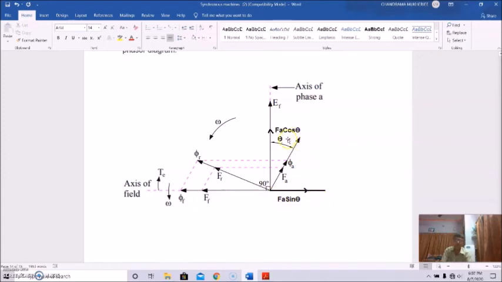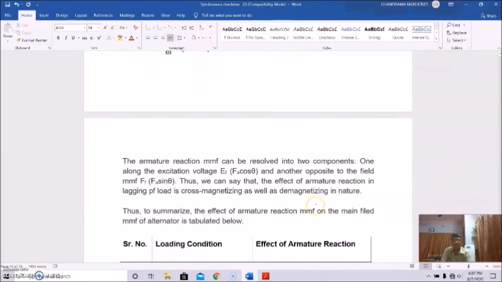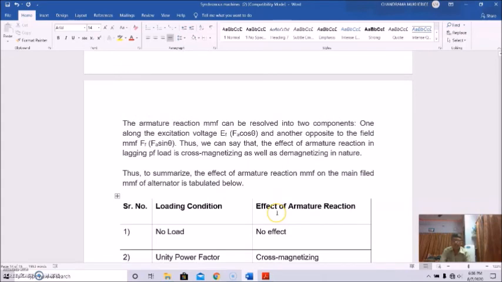Okay, Fa cos theta is for cross magnetizing effect, and Fa sin theta of this armature MMF is having demagnetizing effect. So the armature reaction MMF can be resolved into two components, one along the excitation voltage, Fa cos theta, and another opposite to the field MMF, Fa sin theta. So thus we can see that the effect of armature reaction in lagging power factor load is cross magnetizing as well as demagnetizing in nature.